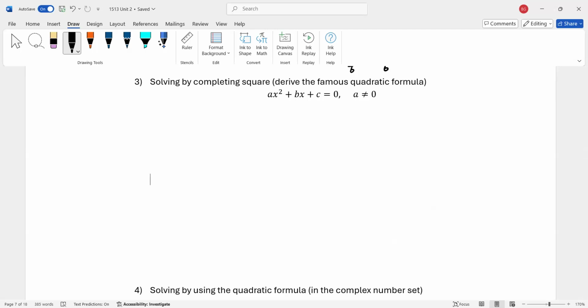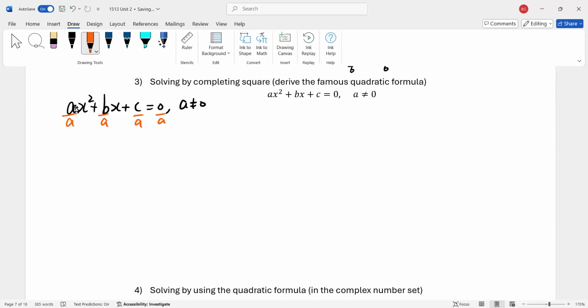We have this quadratic equation in standard form: ax squared plus bx plus c equals 0. Leading coefficient a is non-zero. We want to use the square root property to solve it, but we do not have a perfect square, so we're going to complete the perfect square. This is what we do. I'm going to rewrite it, make it bigger. Ax squared plus bx plus c equals 0. A is not 0. Since a is not 0, I can start by dividing everything by a.